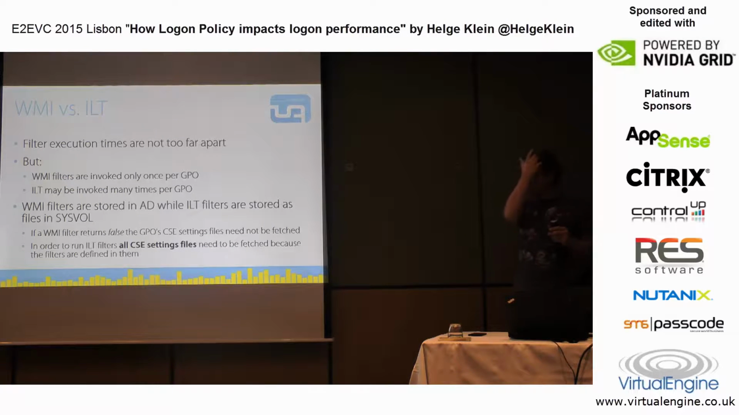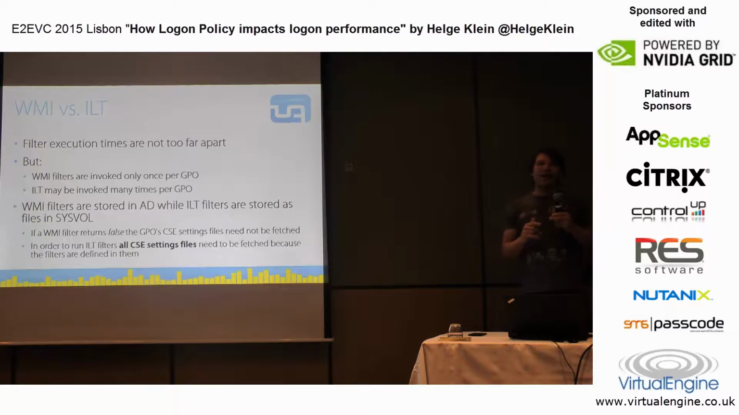Now, comparing WMI filters and item level targeting, both of those don't add too much in terms of a delay during processing, but the important difference is that a WMI filter is configured per GPO, while item level targeting is configured per setting. So that may make quite a difference. The other important thing is that WMI filters are stored in AD. They're not in the file system. They're in the Active Directory database.